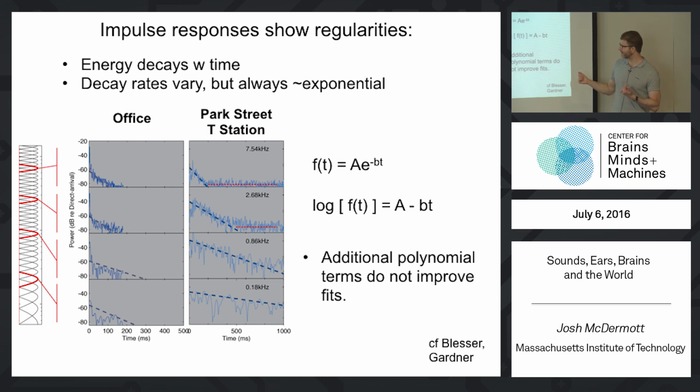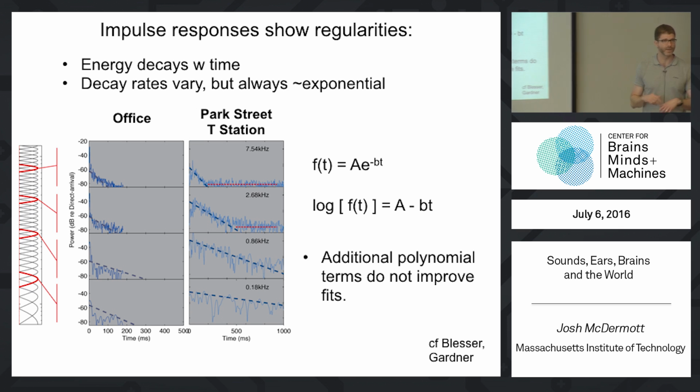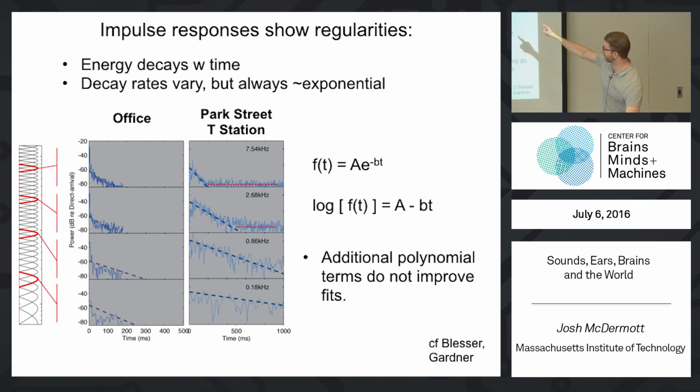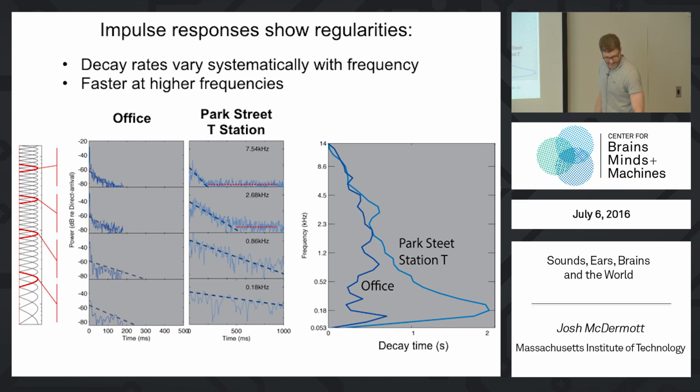We quantified that by fitting additional polynomial terms, and basically the linear term explains everything that you can explain. You fit quadratic and cubic terms and so forth, that doesn't help. All right, so the punchline here is that you pretty much always see exponential decay. We can then also look at the decay rates.